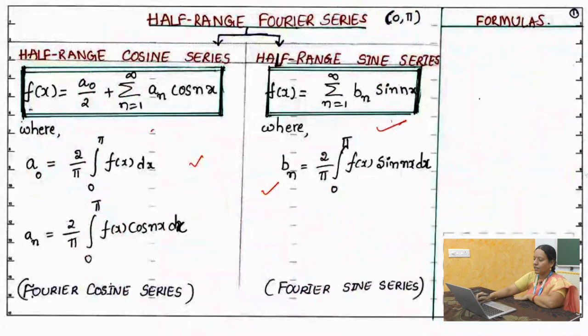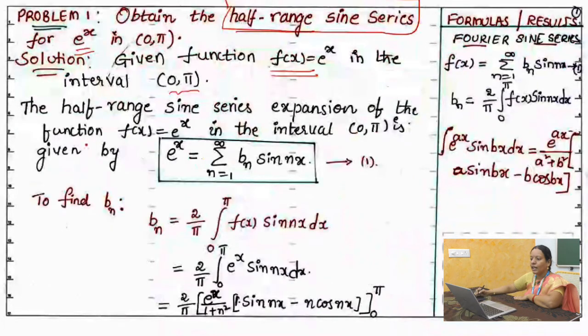Take down this second formula and apply it to the function f of x. Then the half-range sine series expansion of the function f of x equal to e power x in the interval 0 to pi is given by e power x equal to sigma n equals 1 to infinity bn sin nx. Now calculate bn. What is the formula for bn? bn equals 2 by pi integral 0 to pi f of x sin nx dx.